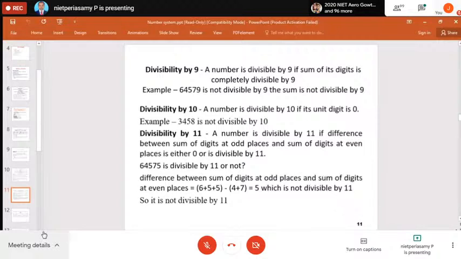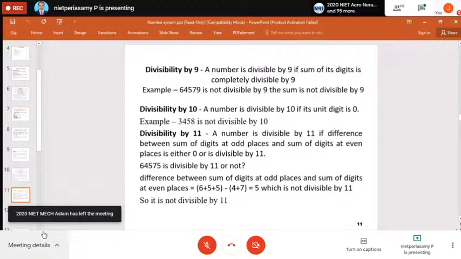Next one is divisibility by 10. That is already easy: if the unit digit is 0, then the whole number is divisible by 10. Example, 3,458. The unit digit is 8, so this number is not divisible by 10.